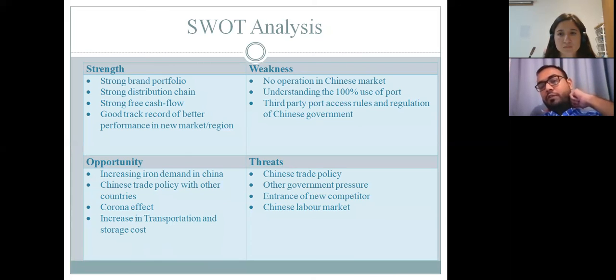And a few threats are there for this project, which is like Chinese trade policy. As we all know, they usually change their trade policy based on government conflicts, so it mixes up both government and businesses. And the other thing is that the governments of other countries may put pressure on the Brazilian government, or maybe on the organization directly, to not do trade with China. There is also a threat of new entrants in the market, because everything creates a new opportunity for other countries like European countries. And also the Chinese labor market is not stable.